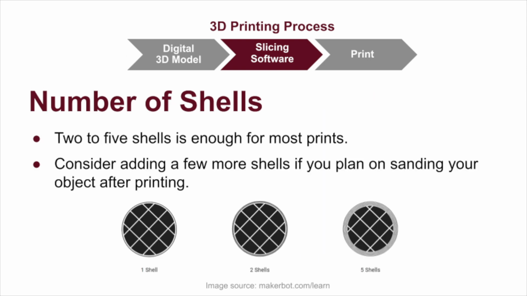Shells. Shells are the outer walls of your object. 2 to 5 shells is enough for most prints. You may consider adding a few more shells if you plan on sanding your object after printing, or if you want to increase the print's strength. Adding shells will increase filament use and print time.